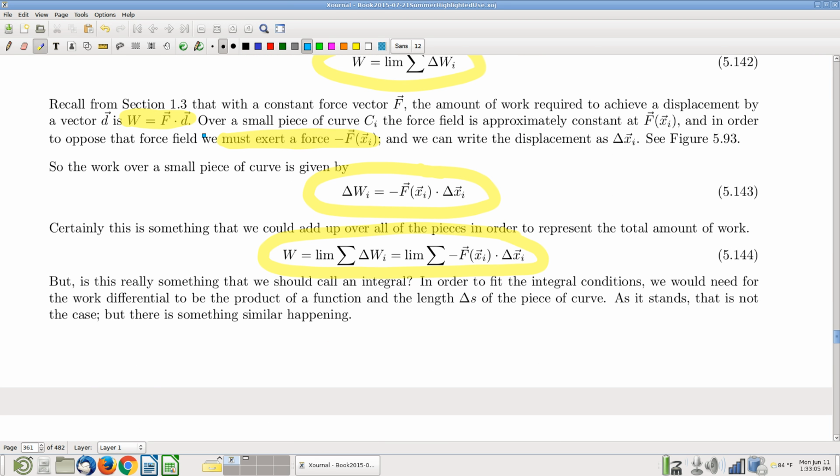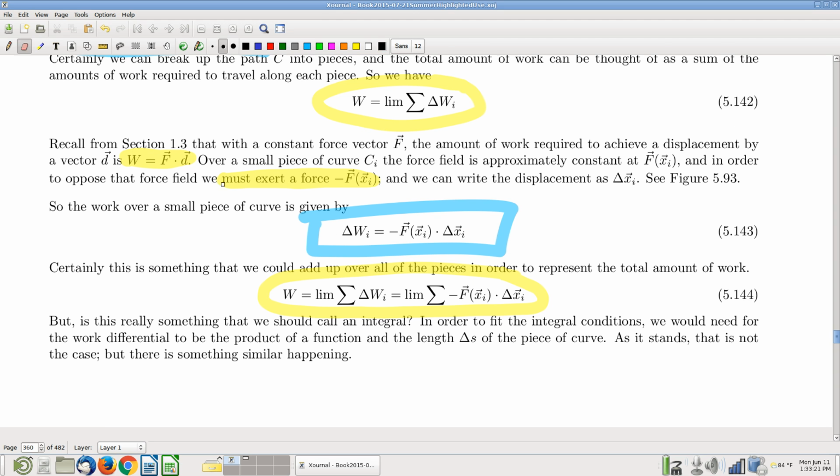Here we go. Work is equal to force dot displacement. So note the force is a vector. The displacement is a vector. That's a dot product. That's what I'm adding up over each little piece of the curve. Here's my entire curve. This is just computing the amount of work on one little piece of the curve. I have to add up over the entire curve to get the grand total amount of work.